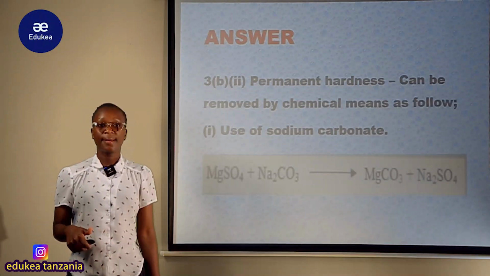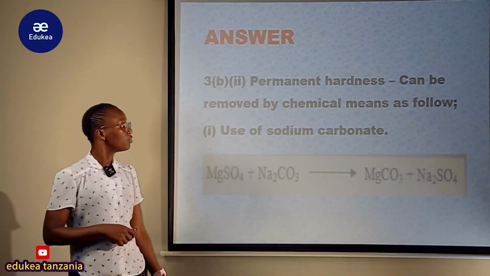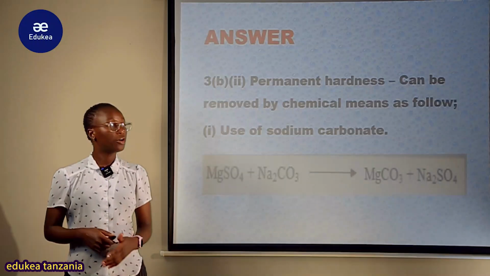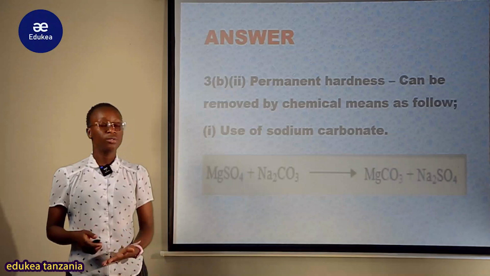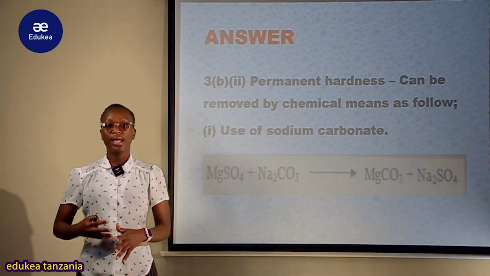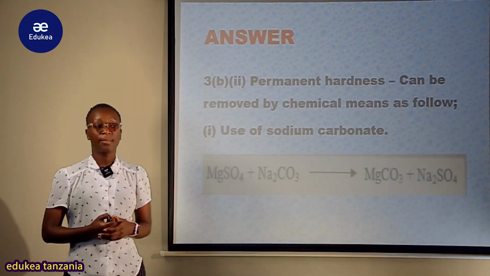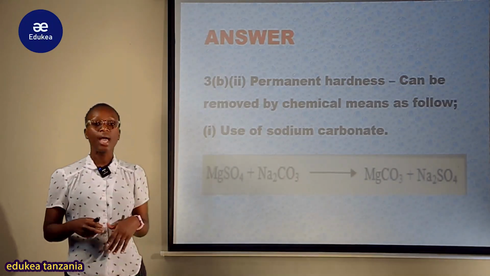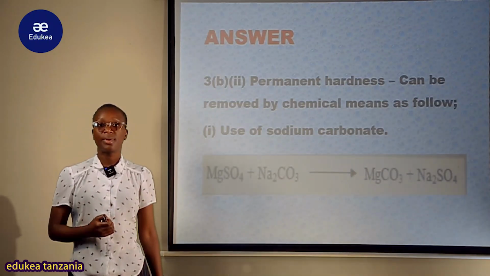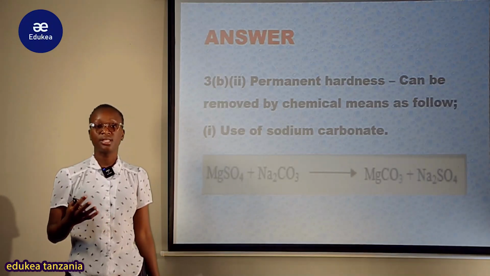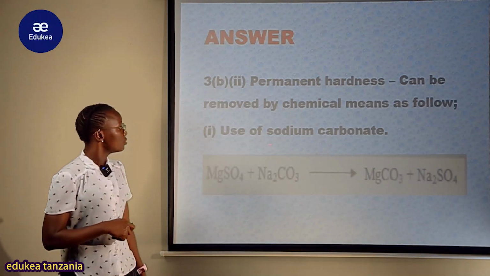But also another part was permanent hardness of water. How to remove permanent hardness of water using chemical means. Therefore, the permanent hardness of water can be removed by chemical means as follows. We can use the sodium carbonate. Here when we talk about chemical means, we involve the reaction between compounds, and these are compounds which influence the permanent hardness of water. The permanent hardness of water is always caused by the sulfate. It might be the sulfate of calcium or sulfate of magnesium and so forth. Therefore, this is the use of sodium carbonate.